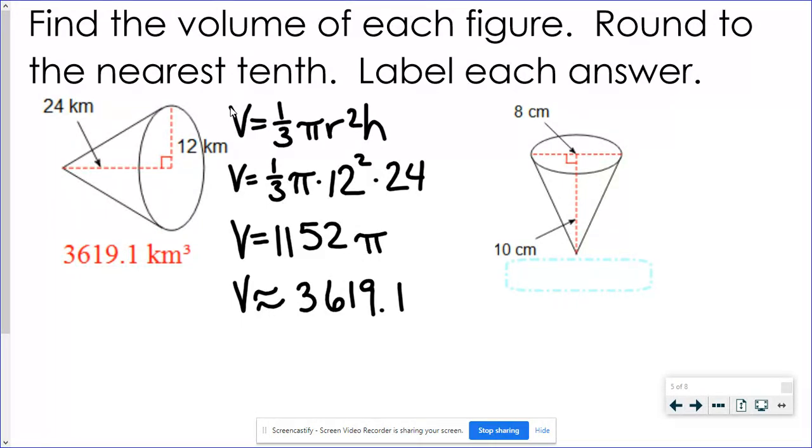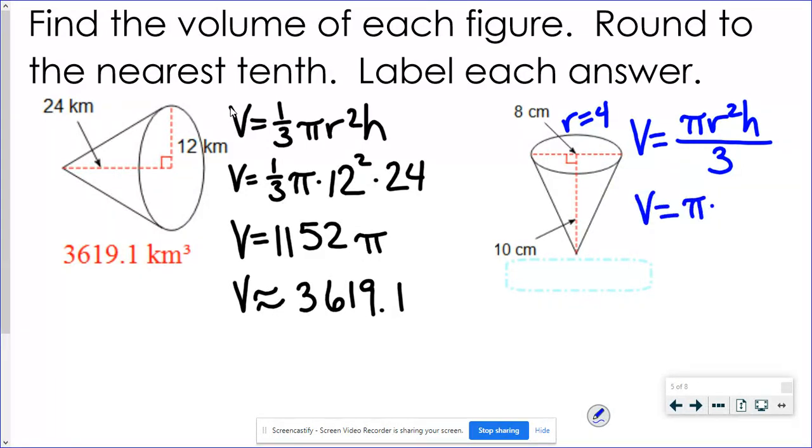In the second problem here, again, they're giving you a diameter. So you would have to know that the radius is going to be 4. This one I'm going to do with the dividing by 3 instead of the 1/3. Let me show you what this looks like. This is just another way to write this formula. So I could say pi r squared h divided by 3. Right? That's the same as multiplying by 1/3. It's taking the cylinder volume and dividing by 3. So I'm going to have pi times 4 squared times 10 and divide by 3.